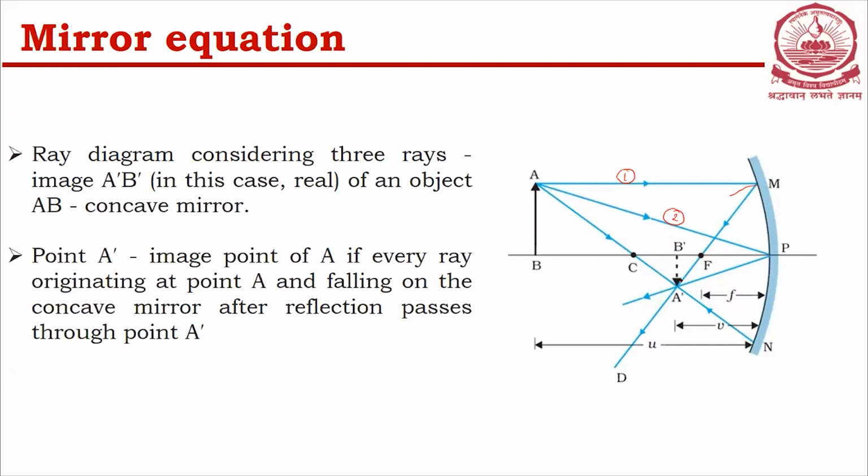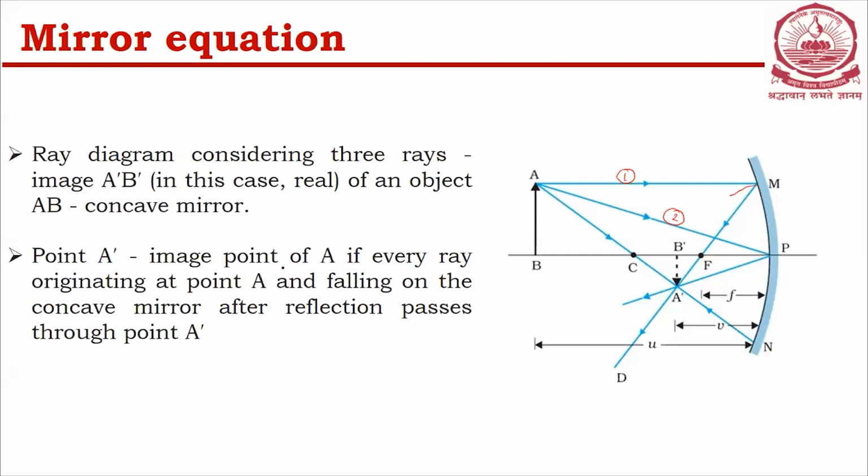You can see that the distance between the focal point and the pole is the focal length, the distance between your object and the mirror is your object distance U, and between your image and the mirror is the image distance V. That's what is explained here. Hope it's clear for you.